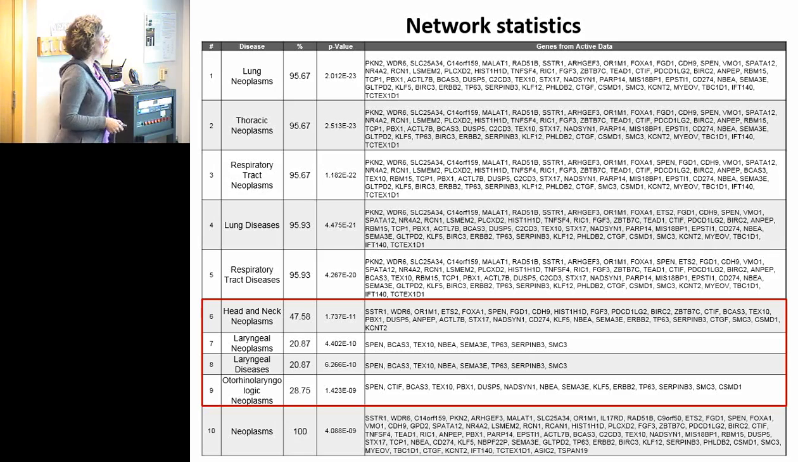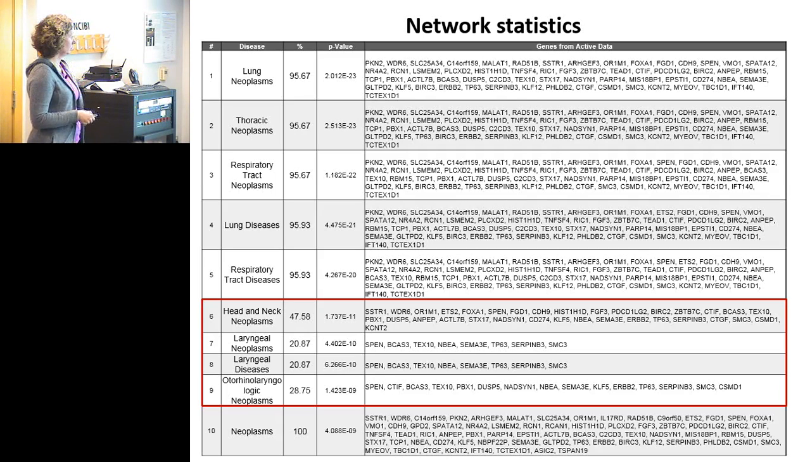Okay, and then we looked at the network statistics for our network, and we found an interesting thing: our input genes were enriched very significantly with head and neck neoplasm, and there are 33 common genes which were the same for our samples. It's interesting, this enrichment for head and neck. Among these 33 genes, 25 were in our highly connected subnetwork.